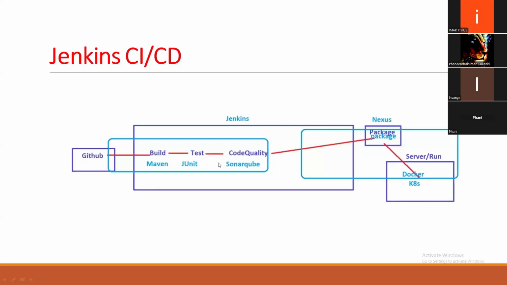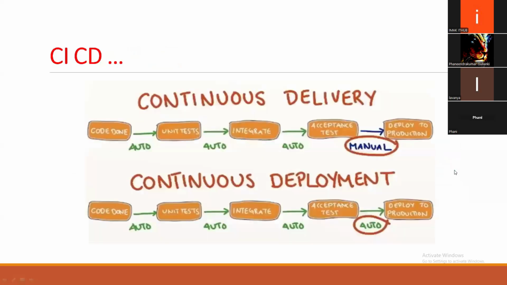So this is nothing but a Jenkins server. We already did this, but we need automation. This is nothing but CI, and this is nothing but CD: continuous delivery and continuous deployment.